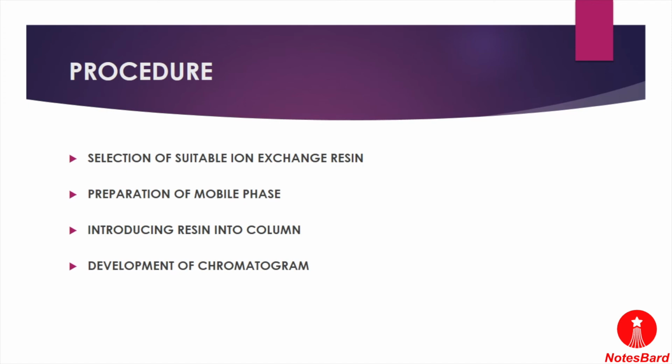After the separation, using corresponding buffers, the tightly bound particles are released, and then with the help of different types of detectors, these separated molecules are detected or identified. So this is the procedure or steps used in ion exchange chromatography.